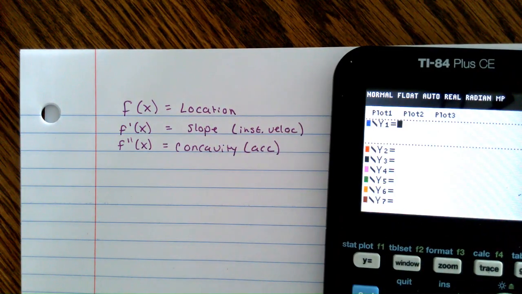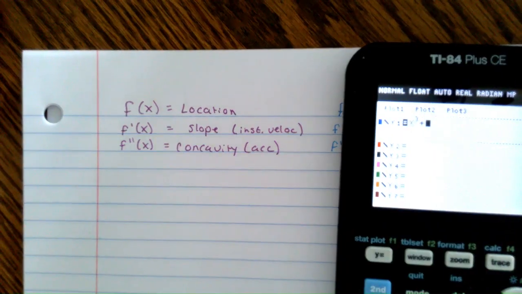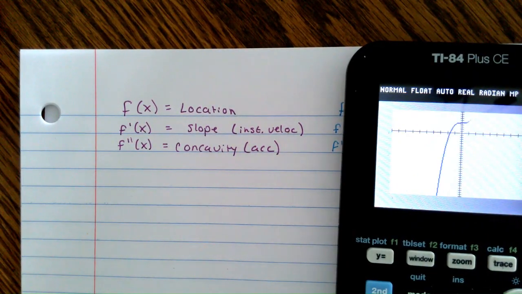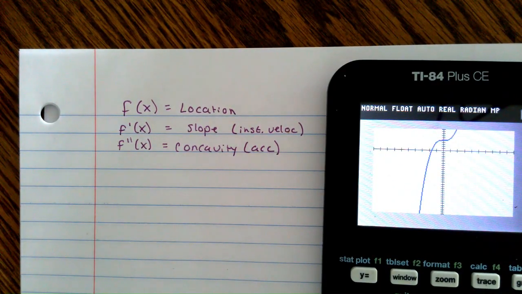So let's check it out. x cubed plus 5. There we go. I forgot to change my window from a while ago, but we can see that. So this person is always accelerating, right?